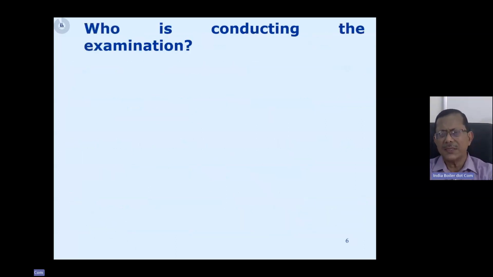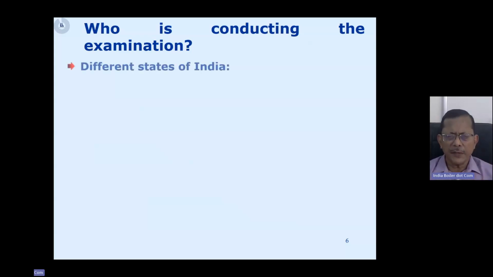Now, who is conducting this examination? Usually, there are different states of India who are creating an examination board, right? When you create an examination board, that requires certain factors, like there has to be 19 board members and so the director of boiler board of that particular state will be the chairman of that board and all that. Then they're going to conduct the examination.